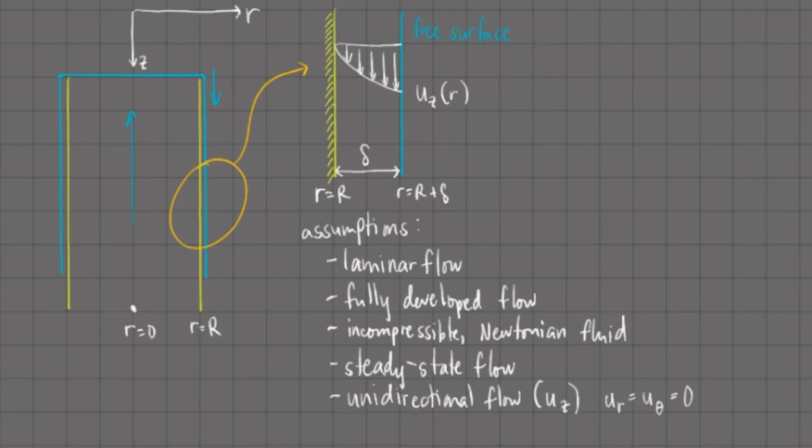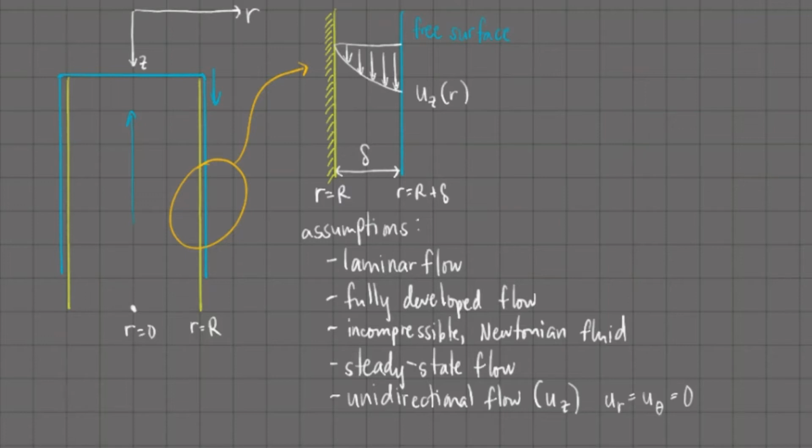Now, here is a list of the assumptions that we are honoring for this derivation. First, and the most important, the flow is laminar. This is important because the theoretical velocity profile can only be derived for laminar flow. For turbulent flow, it is much more difficult to derive the velocity profile because it involves the complex nature of eddies. The next assumption we have is we have a fully developed flow.